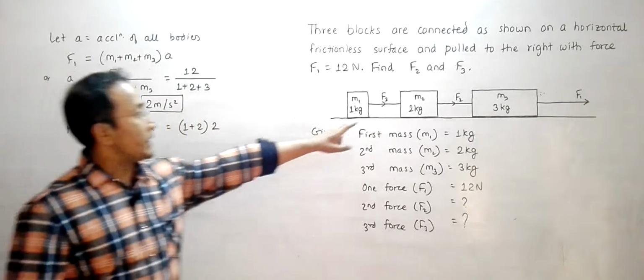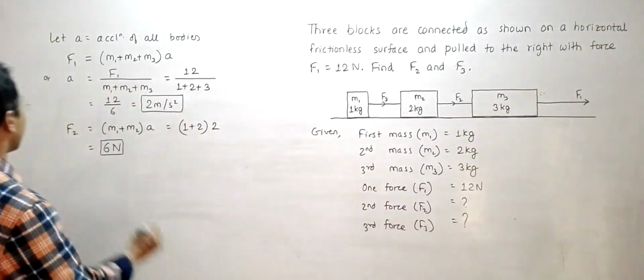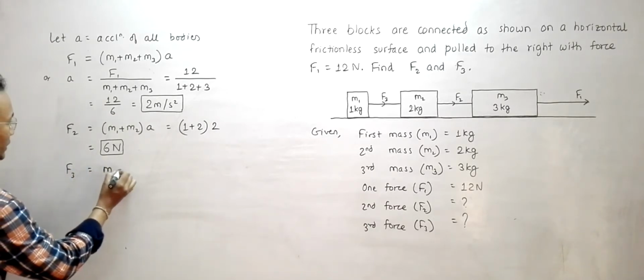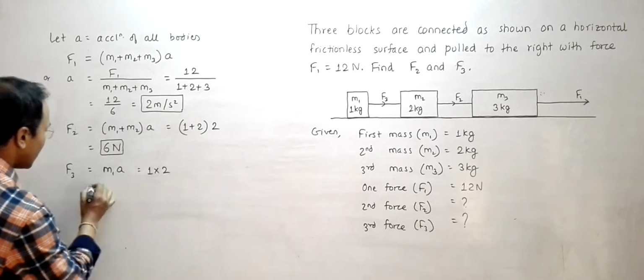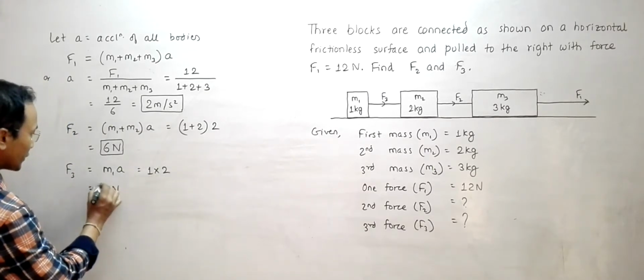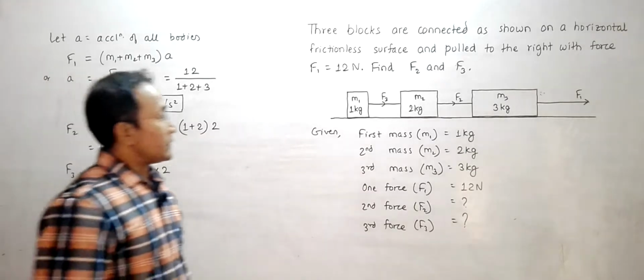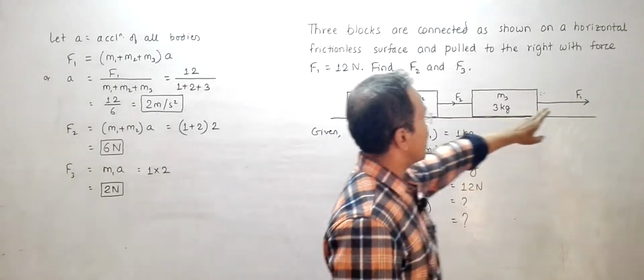Again, this F3 is responsible for the acceleration of this first body. So that's why we must have F3 equal to M1 into A. That's equal to 1 into 2, equal to 2 Newton. As you can see from here, the force here is smaller, this is medium and this is bigger.